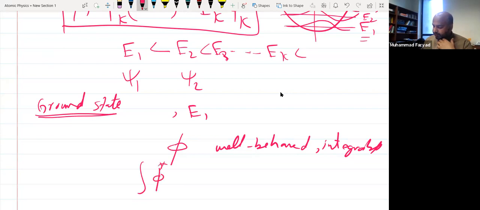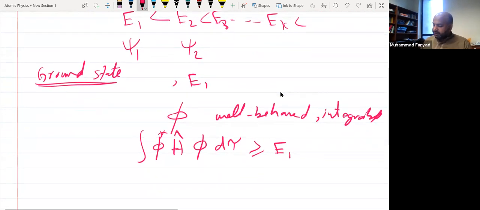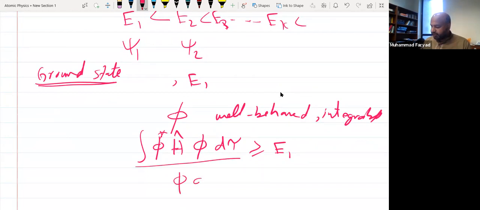of this problem. Let's say those coordinates are d tau, and this integral, phi star Hamiltonian H phi, integration over the coordinates of phi, is always equal to or greater than the ground state energy. And if phi is normalized, this is what the theorem is, but if phi is not normalized, then there is this additional term that we have to put in here to normalize phi.